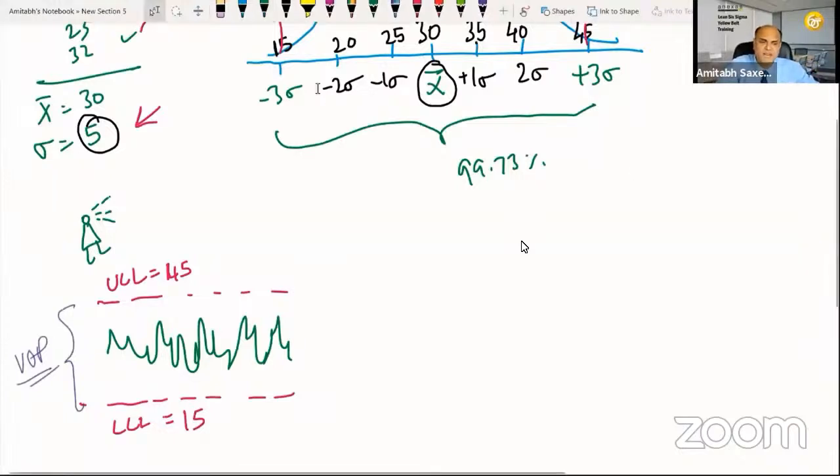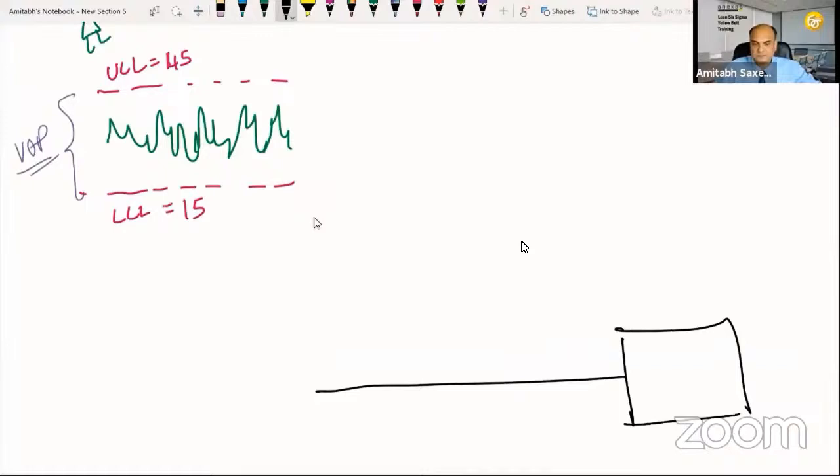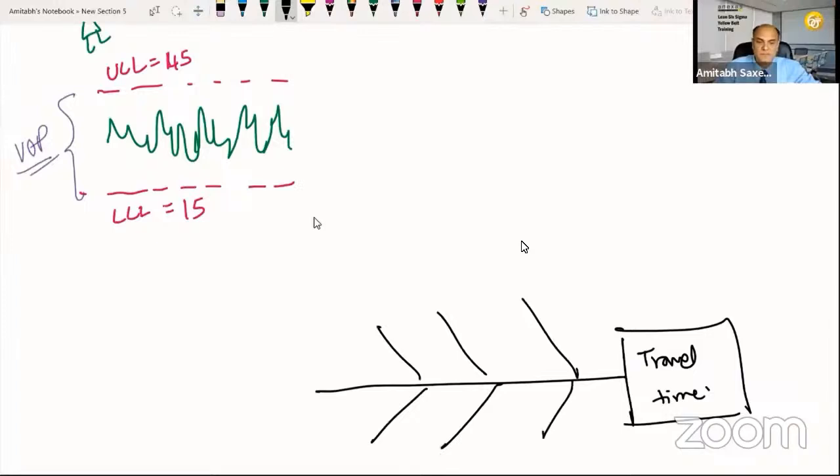Suppose someone asks, why this variation between 15 to 45 minutes? Then I can answer, if this person is a yellow belt and has learned a little bit of Lean and Six Sigma, I will explain to him. Travel time. Whatever is the effect, we call it Y. And whatever is the cause, we call it X factors. This is also known as fishbone diagram, also known as cause and effect diagram.